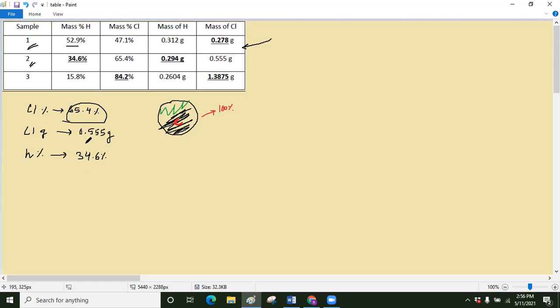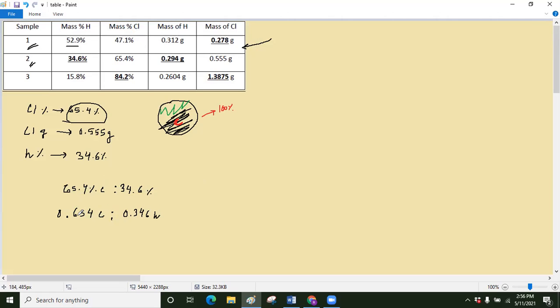But if you were to do the same thing here, I mean, that could work, right? So chlorine to hydrogen: we have 65.4% chlorine, and the ratio here is 34.6% hydrogen. Now, of course, we want to deal with decimals. We really can't perform arithmetic on percentages. So we'll say 0.654 is chlorine, and we'll say that 0.346 is hydrogen. So that's sort of the ratio that we have.